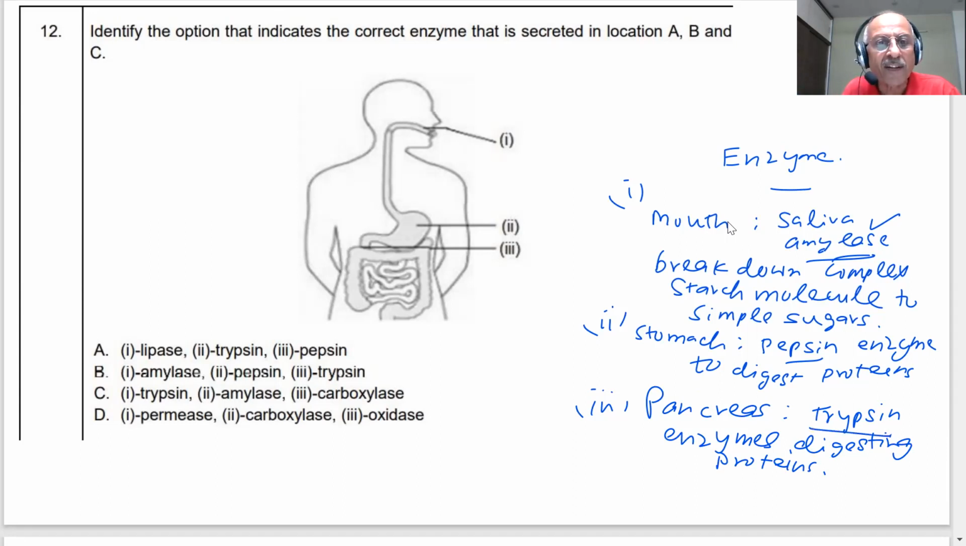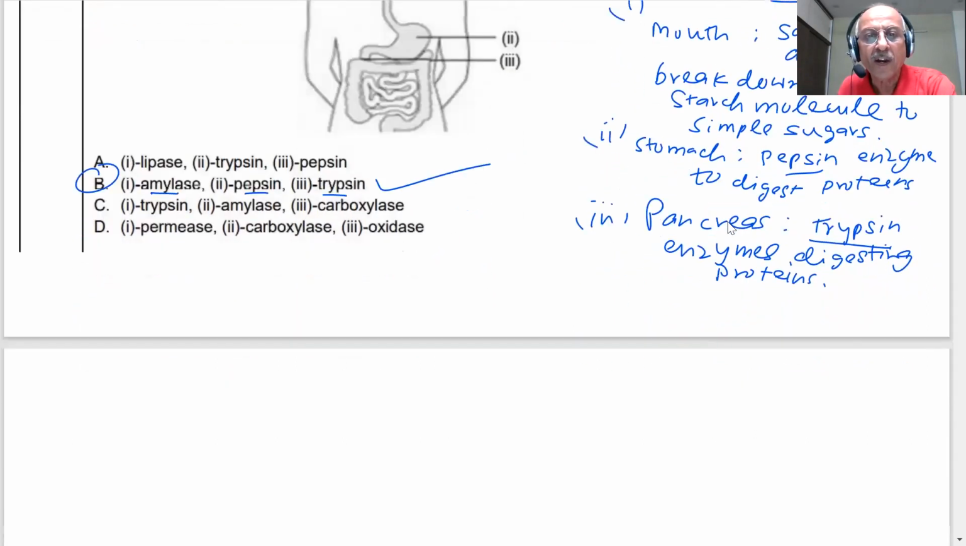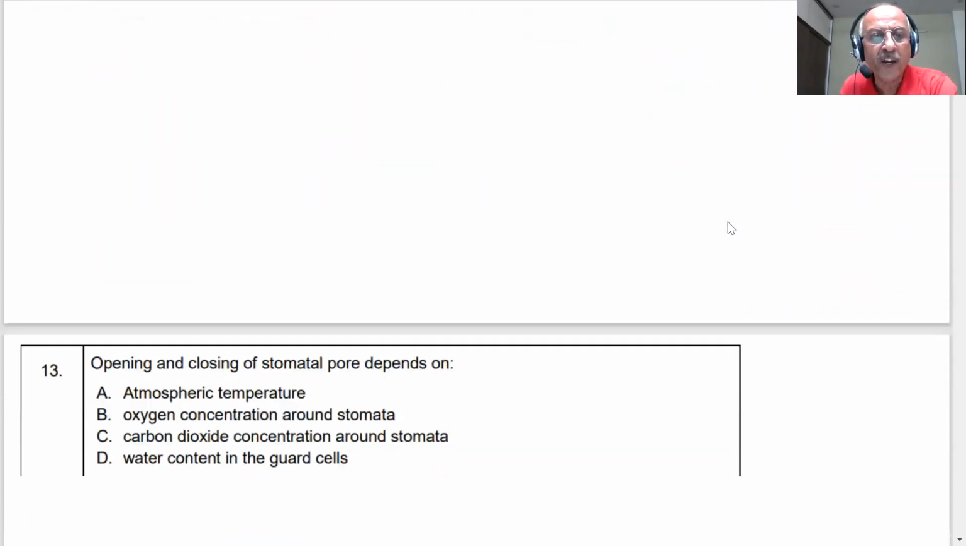Three. So what is the choice? Which is the correct answer here, student? Question number 12. Amylase, pepsin and trypsin. So choice B is the correct answer. You can see that B is the correct answer. Let us move to the next question, students.